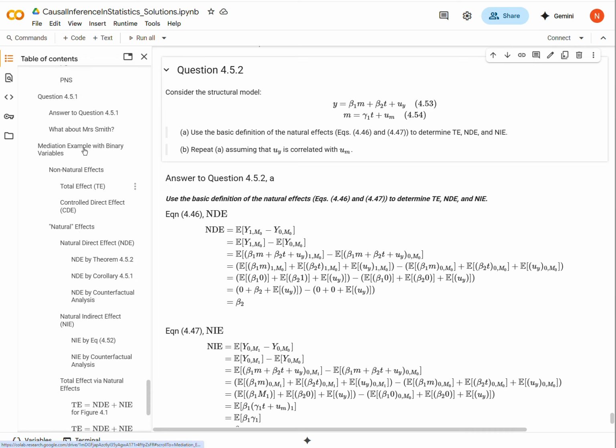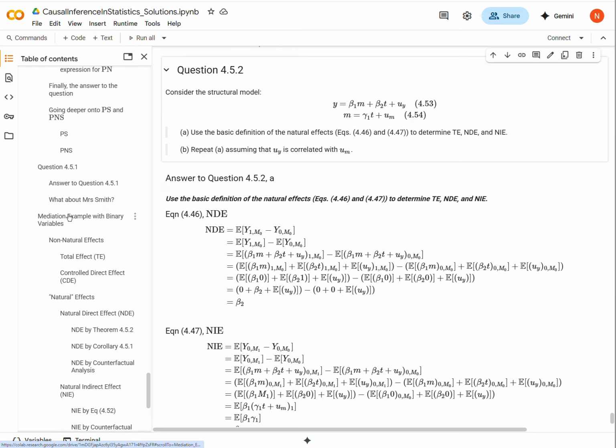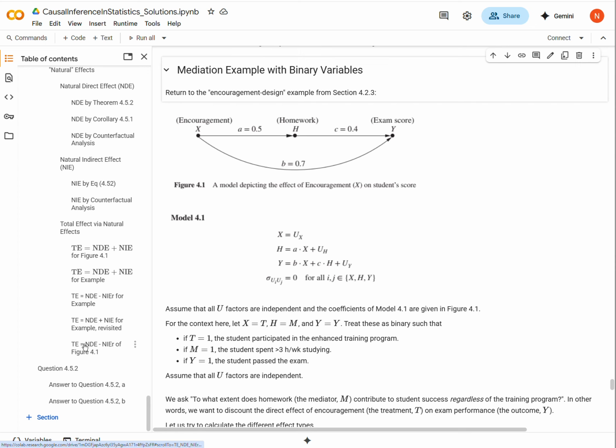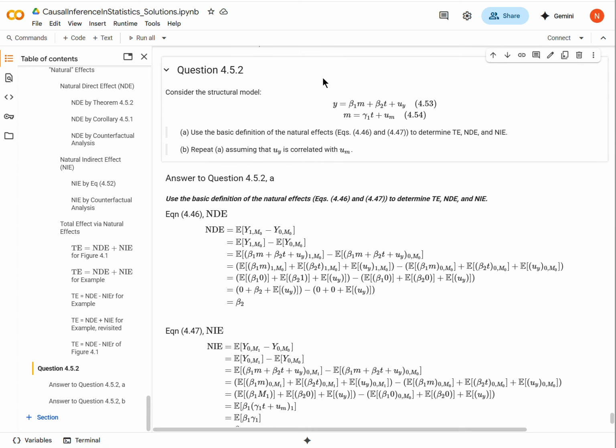We went through a lot of stuff about mediation in the previous video, which is right here, so it may pay to watch that. But now we are on question 4.5.2. We're considering the following structural model, where we have an expression for y, which is a function of m, the mediator, and t, the treatment, where m is additionally a function of t. That's what it is to be a mediator.